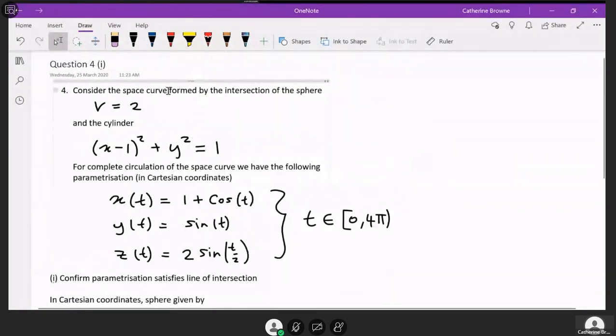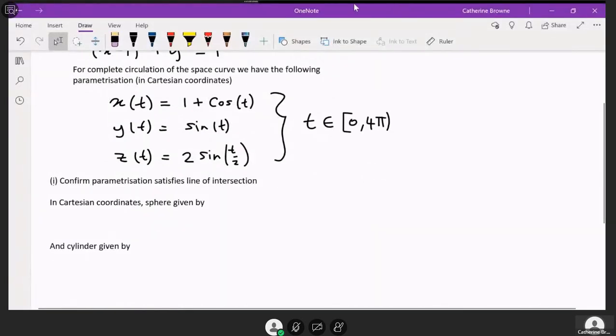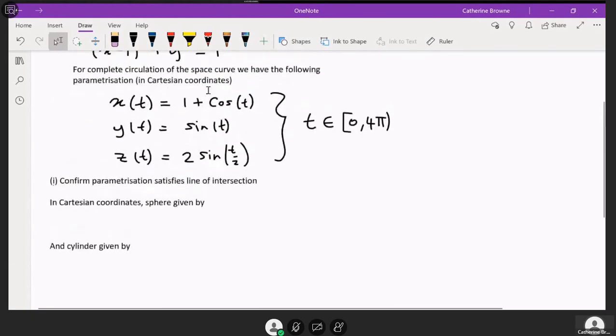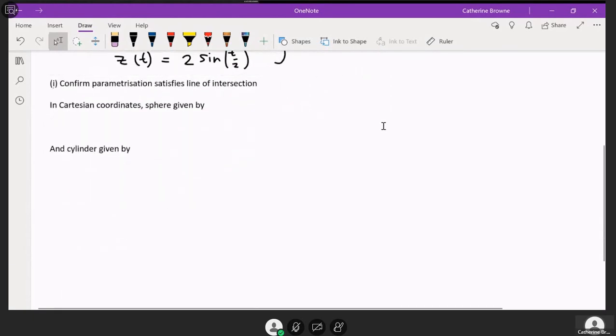We're going to consider the space curve formed by the intersection of the sphere r equals 2 and also the cylinder given by (x minus 1) all squared plus y squared equals 1. And so there's a space curve that you can see on your assignment that has the intersection between them, and that's given by this parametrization here. So we're going to confirm the parametrization given here satisfies that line of intersection.